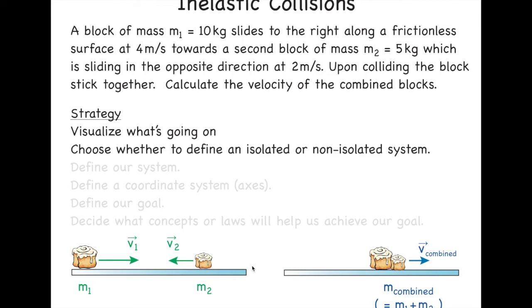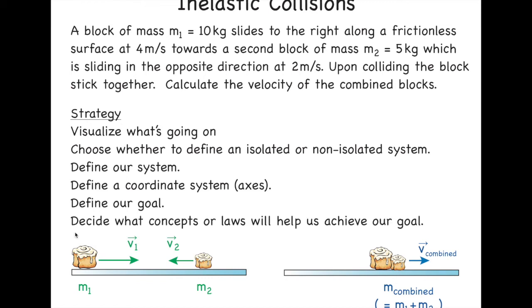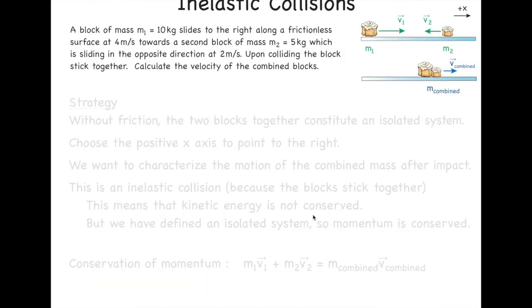So again, we have to choose whether we want to define an isolated or a non-isolated system. The next thing we need to do is then define what our system will be. We'll choose a coordinate axis. Once we have an idea of all that's going on and a coordinate system, we go back and define what it is we're trying to calculate. And then finally, we want to decide what concepts, what laws, what tools we have that will help us achieve our goal. All right, so let's take these strategy steps one at a time. We've already kind of made a visualization of what's going to go on. They're going to come together and then they're going to stick together and move off probably to the right.